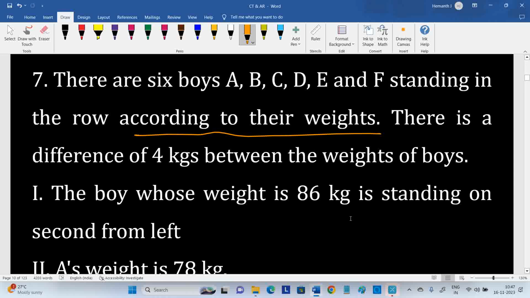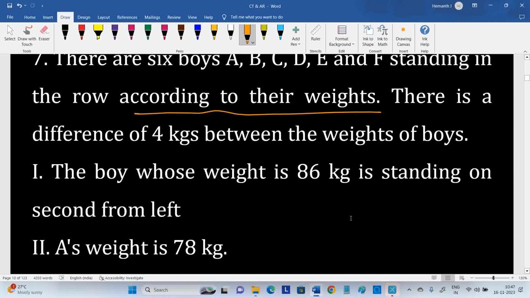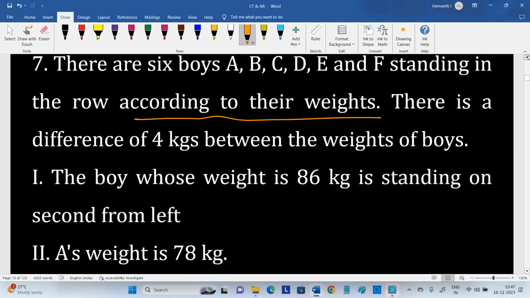The boy whose weight is 86 kgs is standing second from the left. If you want to copy, please copy it. There are 6 boys. A's weight is 78 kgs. There are still some statements, wait, the question is not completed. There are some statements to be followed. Again and again I am mentioning, don't sit idle here. Please try to see the question, practice, work on it.